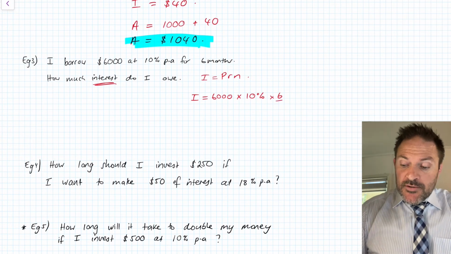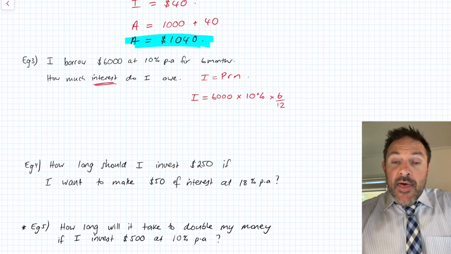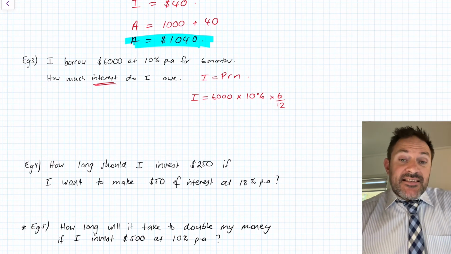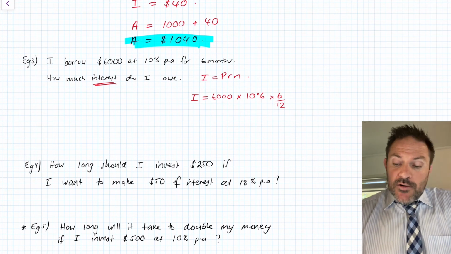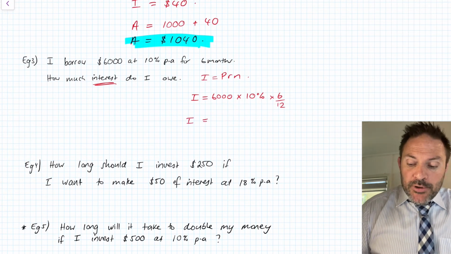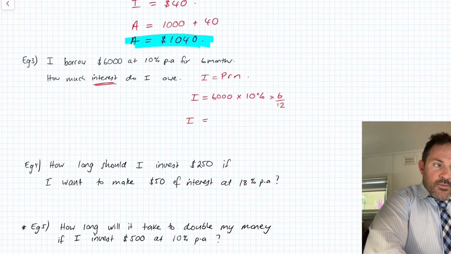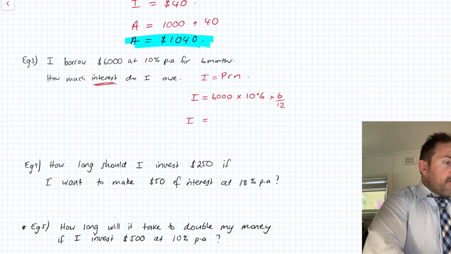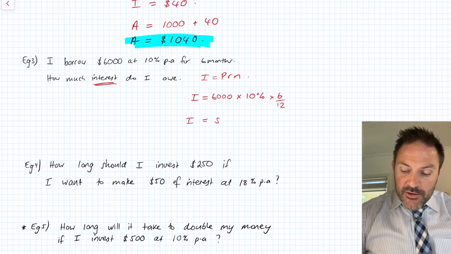Well, you know what we can do? We can simply put it over 12, okay? And that now means 6 months is a half, right? It's a half a year, so 0.5 would work, or 6 over 12 would work. And now I can simply put it into my calculator. I'm going to type it in, 6,000. We're going to times that by my 0.1 or 10%. And I'm going to times that by 0.5 or 6 over 12. And we now get $300.